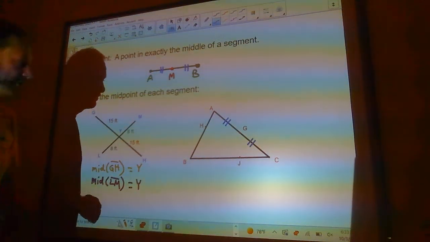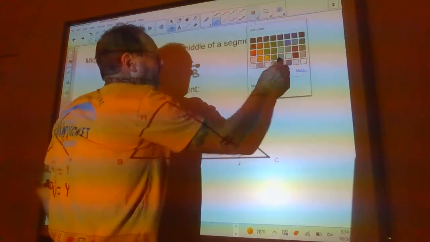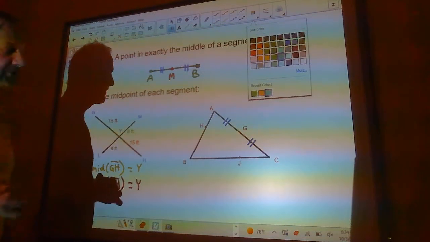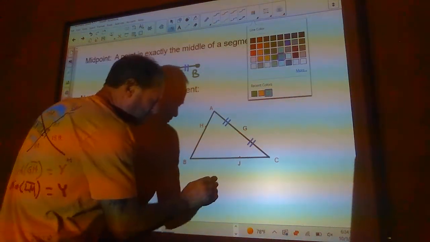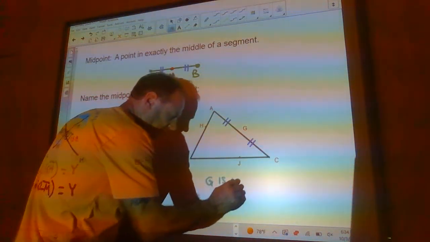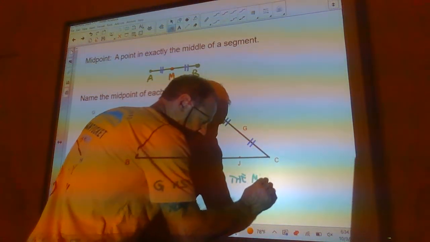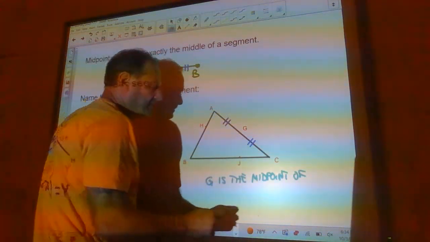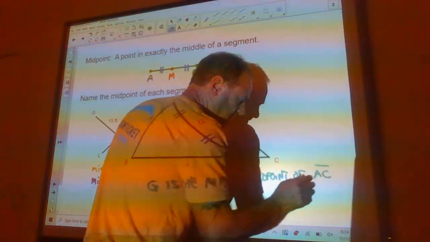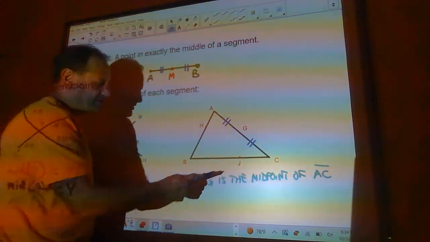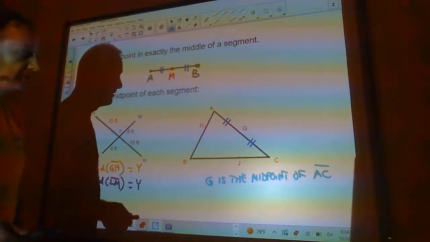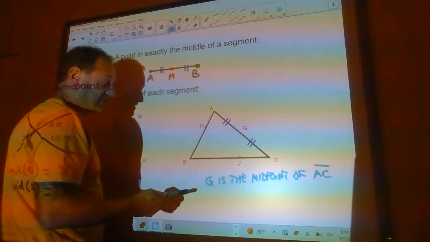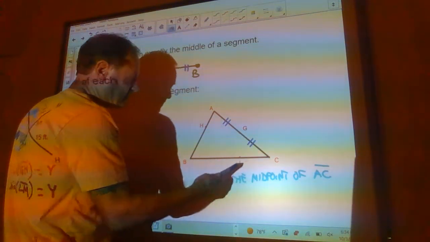Okay, if we look at this picture over here, name any midpoint on here. Pause, think about it for just a second, and you, of course, would say point G is the midpoint of segment AC. Now, is J a midpoint? No, it's obviously not a midpoint. It's much closer to C than B. I don't have anything to say whether these are equal in length.